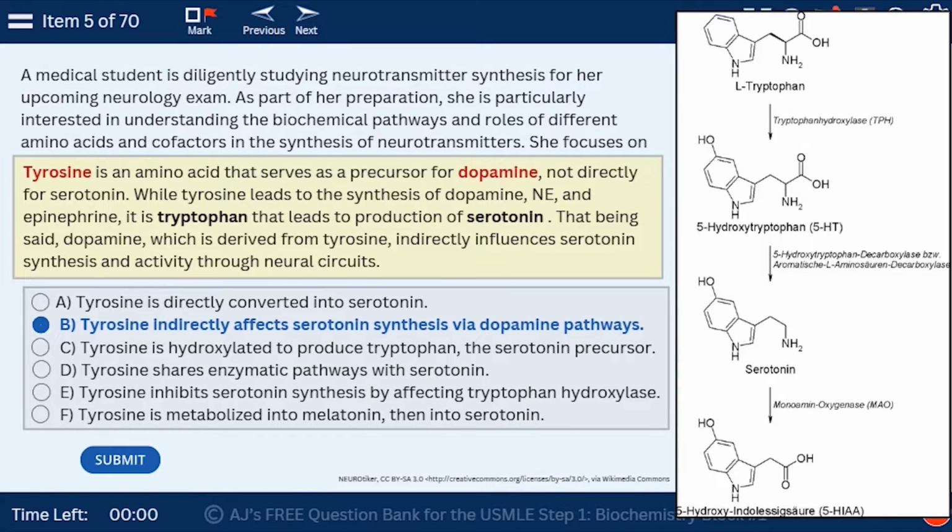And here's the pathway of tryptophan for serotonin. This is extremely high yield. That tryptophan is used to make serotonin, which is basically interchangeable with 5-hydroxy-IAA. I have no idea how to pronounce that.